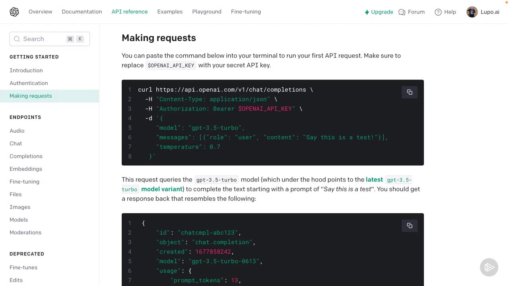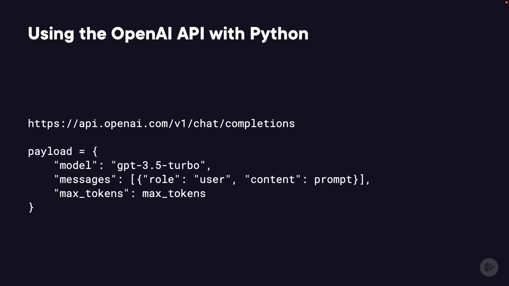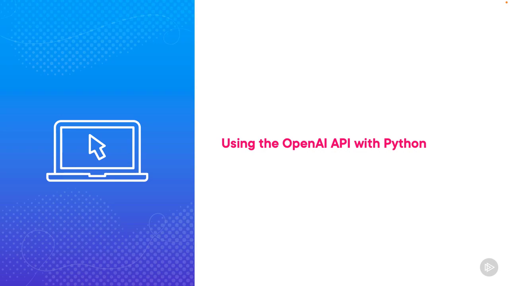But at a high level, what you do is you specify which endpoint you want to connect to and you set the parameters. For example, the model and the prompt that you're going to send. And I think it's better if I show you with a demo.